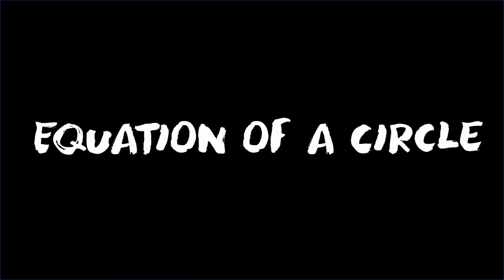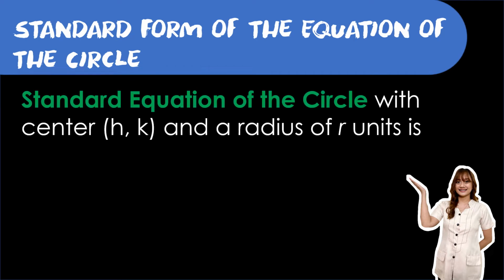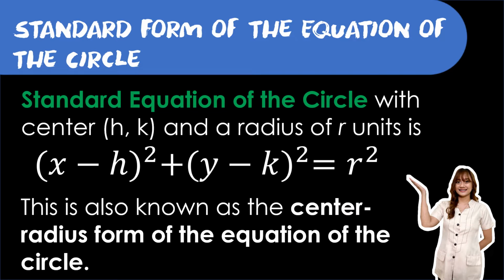Now, what is the equation of a circle? The standard form of the equation of the circle. The standard equation of the circle with center (h, k) and the radius r units is the quantity x minus h squared plus the quantity y minus k squared equals r squared. This equation is also known as the center-radius form of the equation of the circle.